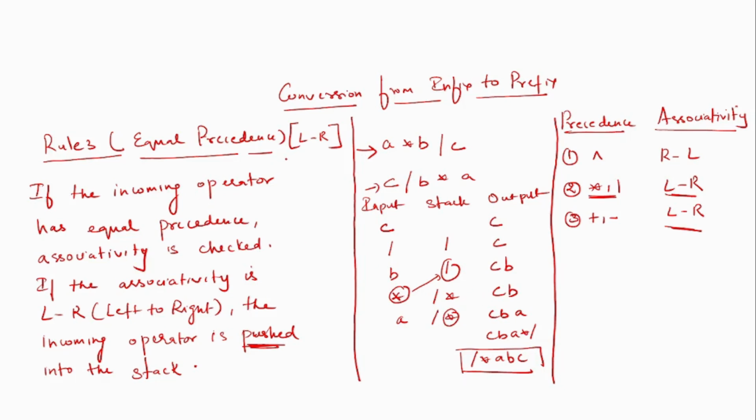This rule is called equal precedence, and the associativity is from left to right. So basically here, if the associativity is from left to right, and if you are converting from infix to prefix, then you need to push the incoming operator into the stack, right? I hope you have understood rule number 3.